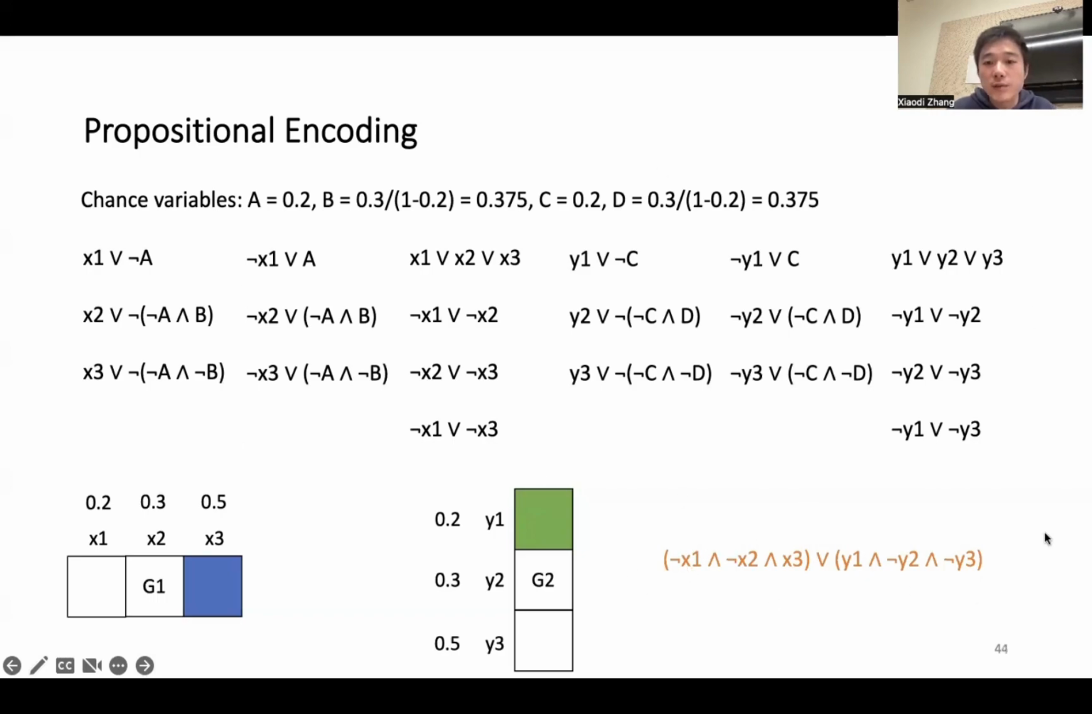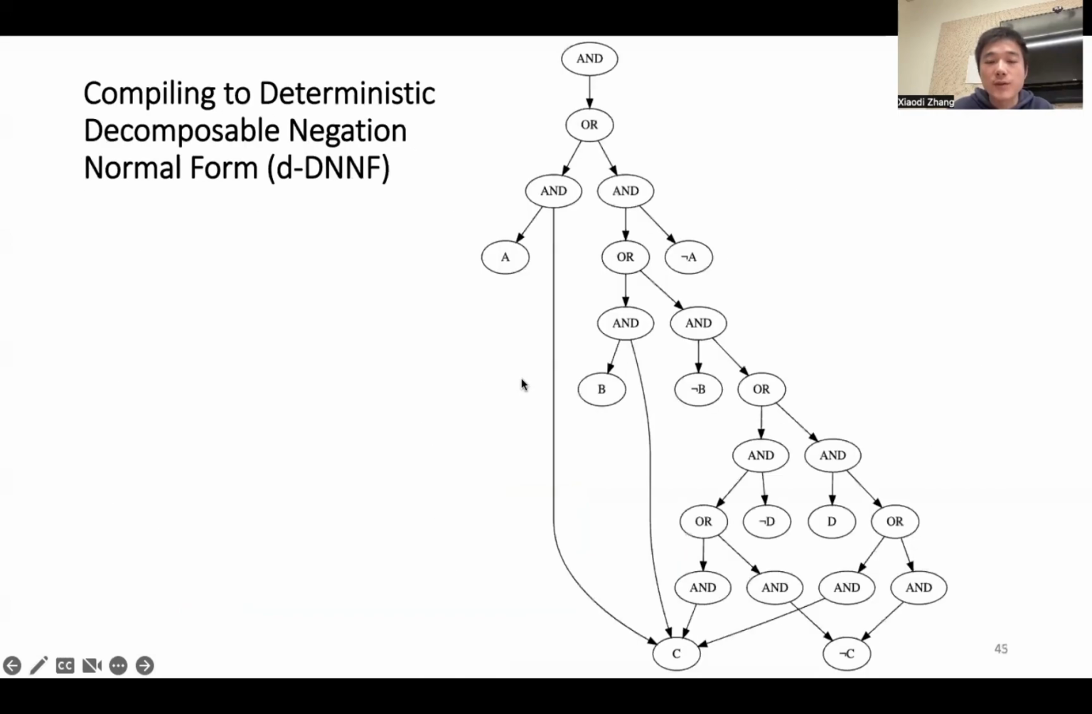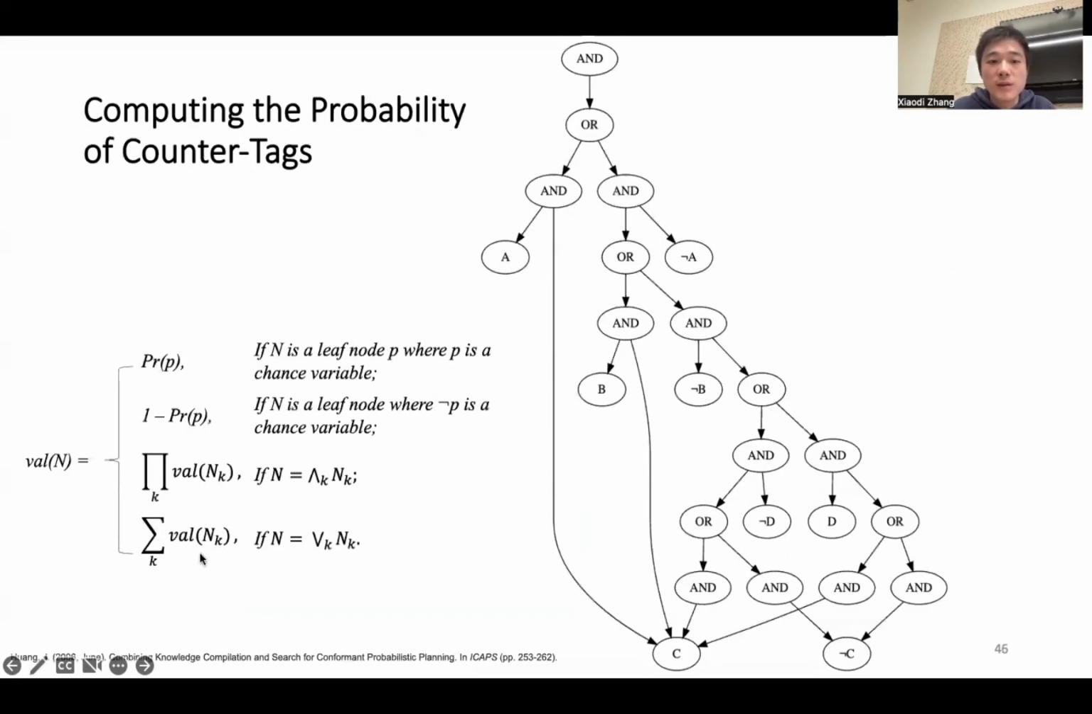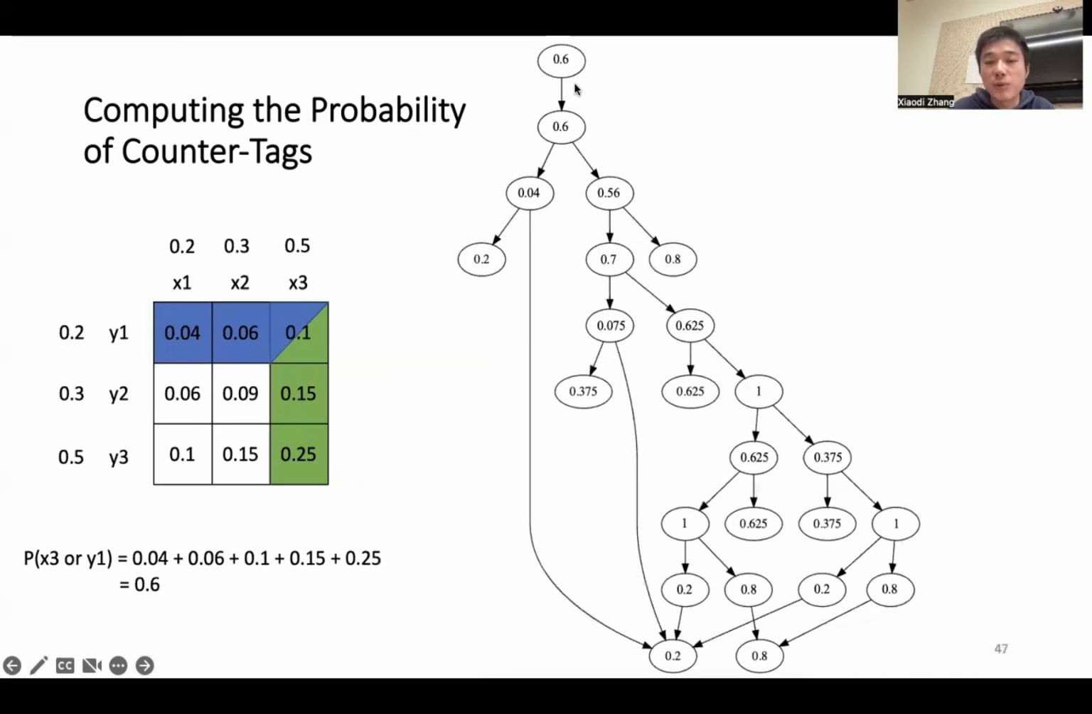And we put all of them together into a DDNF compiler, and the compiler would return a graph like this. And we use the algorithm here to compute the probability from the leaf node to the root node. And we finally got the number 0.6. So which means the probability of Y1 or X3 is 0.6. Okay, now let's verify it. If we compute the probability for each initial state and sum up these 5 initial states, we can see that the probability is 0.6 as well. So which means yes, DDNF is a correct way.